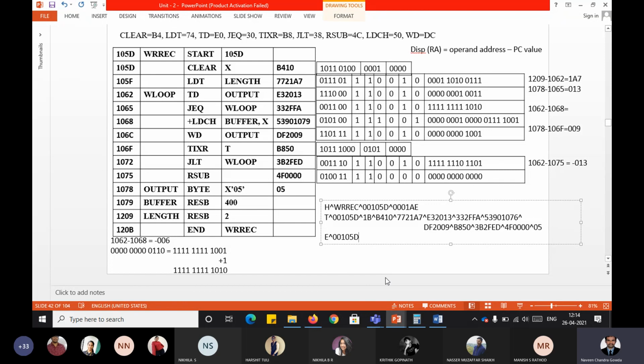That's the object program for the given source program. Students, are you understanding?